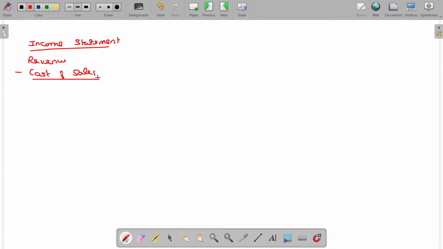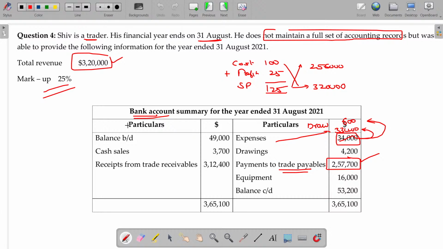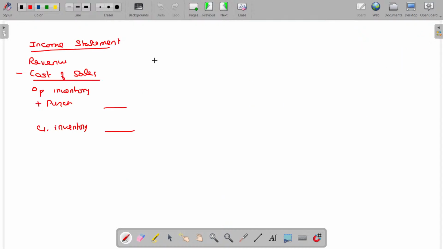Clear? The cost of sales is nothing but you recollect this from the financial statements chapter. Cost of sales, opening inventory, add purchases. Add if there is any carriage in. From there, you can subtract the closing inventory. Then you will get the cost of sales. Let's see. First, we have been given the revenue being 3,20,000.